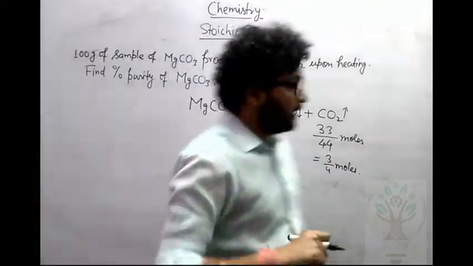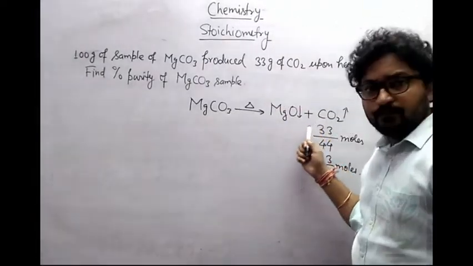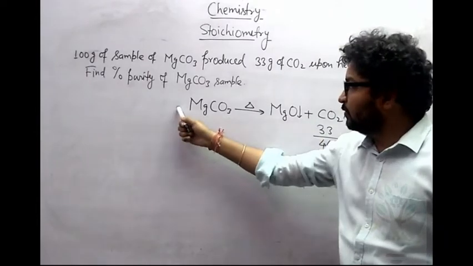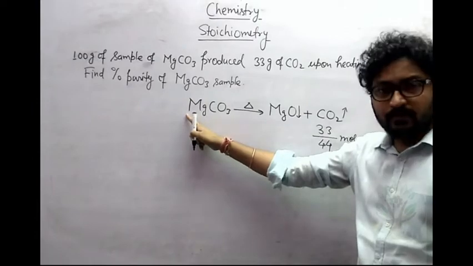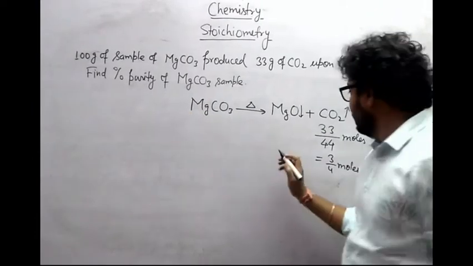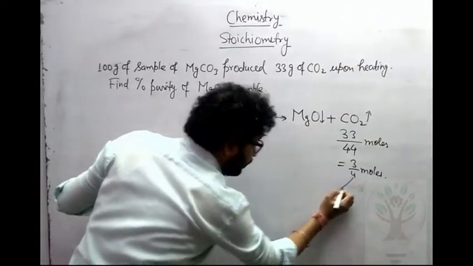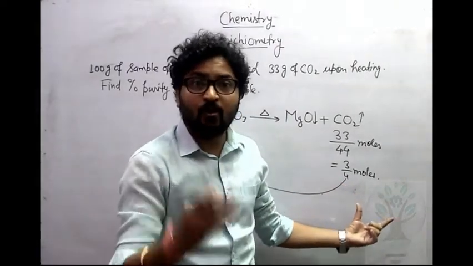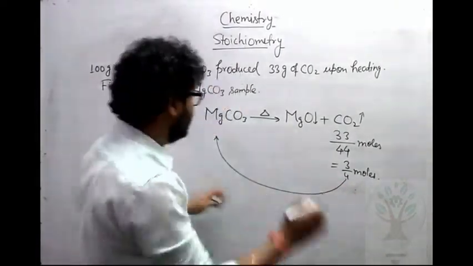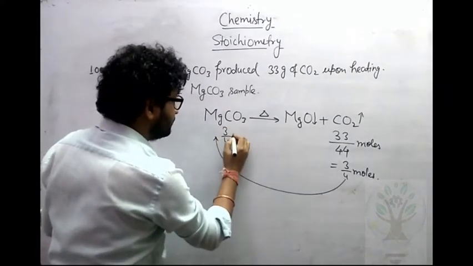Now let's see. Each CO2 is produced by how many moles of MgCO3? 1 CO2 is produced by 1 MgCO3. So 3 by 4 moles of CO2 will be produced by how many actual moles of MgCO3? 3 by 4 moles.